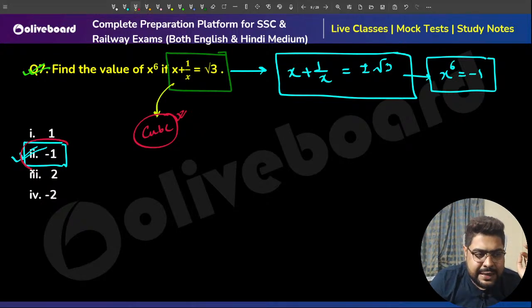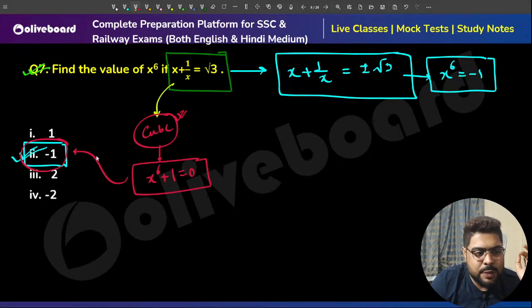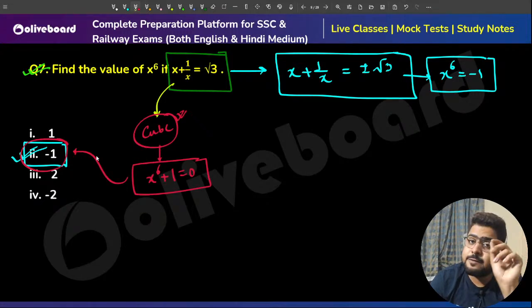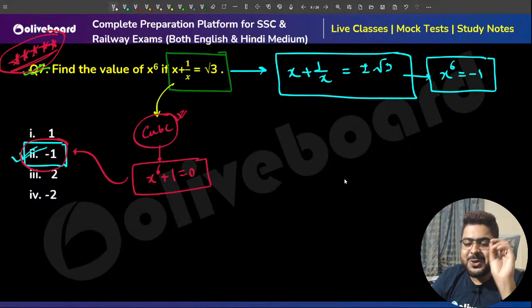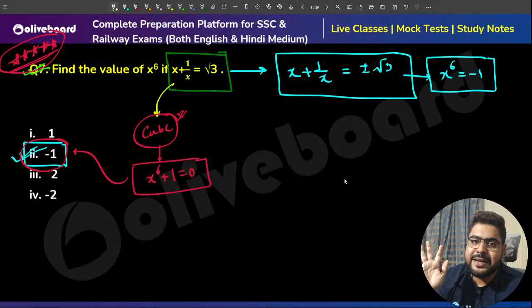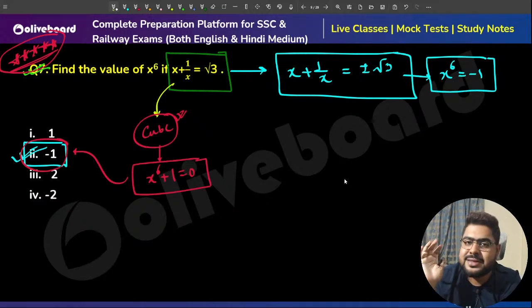So please understand, you will get this line: x to the power 6 plus 1 is equal to 0. From there, you can say x to the power 6 is minus 1. This is very, very important. Do not only do this question, and if you don't know this result, please remember the result as your name. You should not have to think about it. You're like, x to the power 6 is minus 1. You need not think about this.